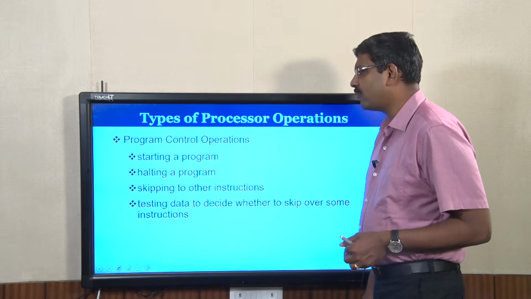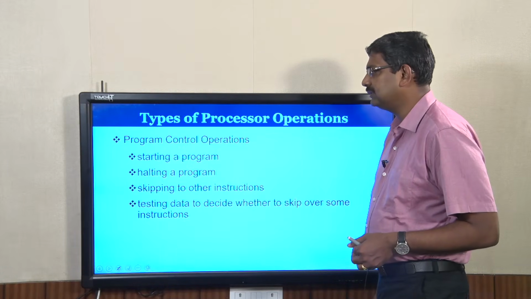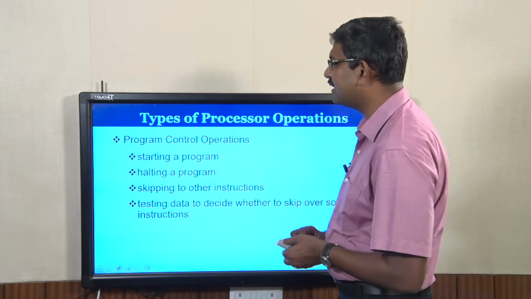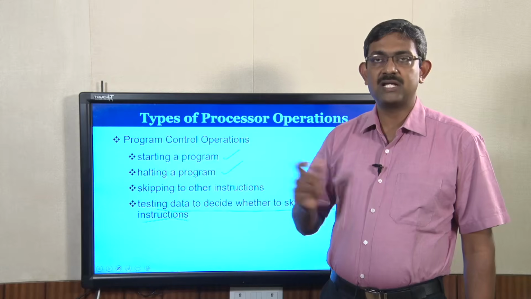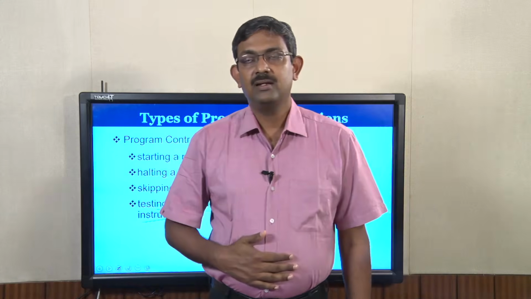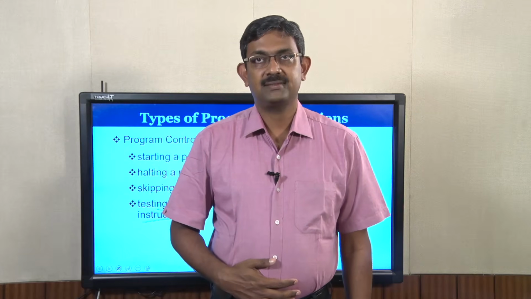The next category of operations comes as program control operations, which is basically used for starting of a program, halting of a program, and let us say if I wanted to skip a few instructions, we use conditional statements, and these are also known as program control operations, and to test, to decide whether you have to skip a few instructions or not. So, any kind of thing that is going to transfer the control comes under the program control operations.